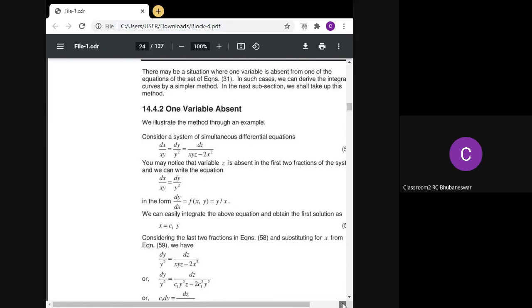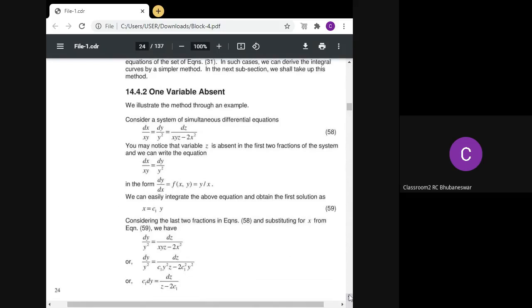The first example is given in the form dx by xy = dy by y square = dz by xyz minus 2x square. Now if we focus on these three fractions dx, dy and dz, in the first two terms, dx and dy, clearly we observe that the z variable is absent. So these two terms taken together can be solved easily to find a relation that will help us find the solution of this kind of simultaneous differential equations.